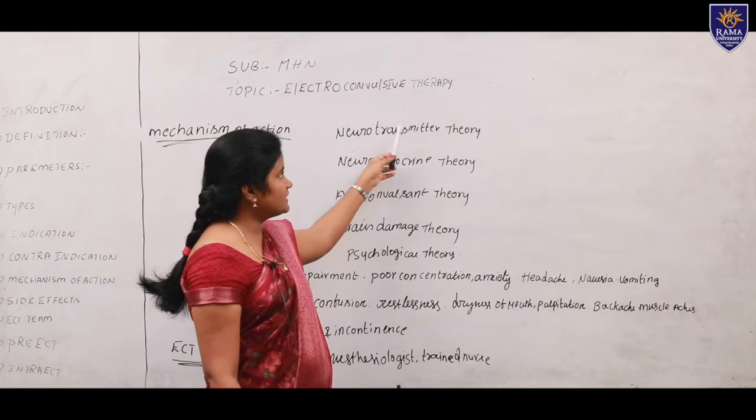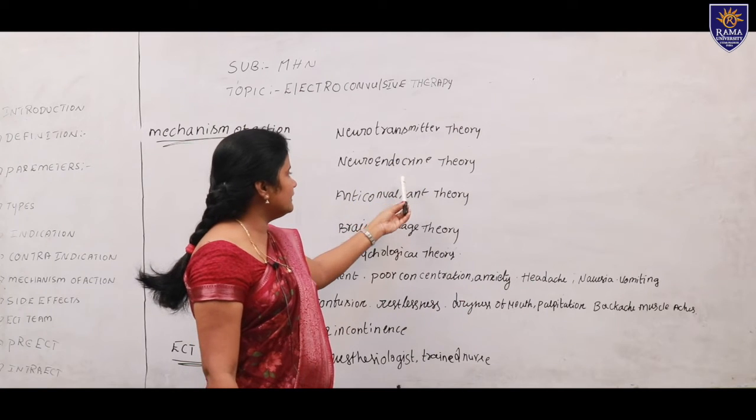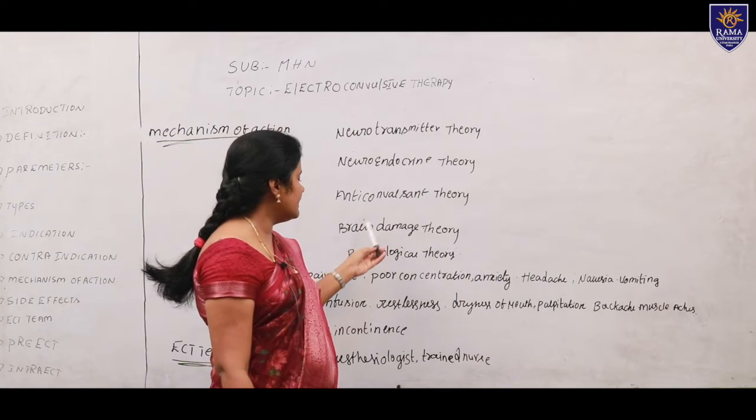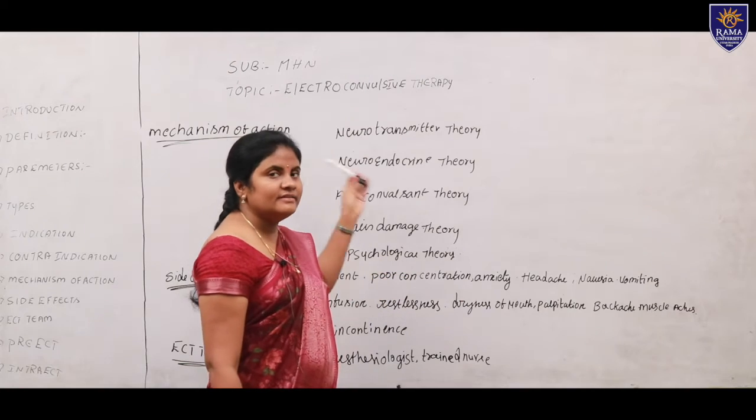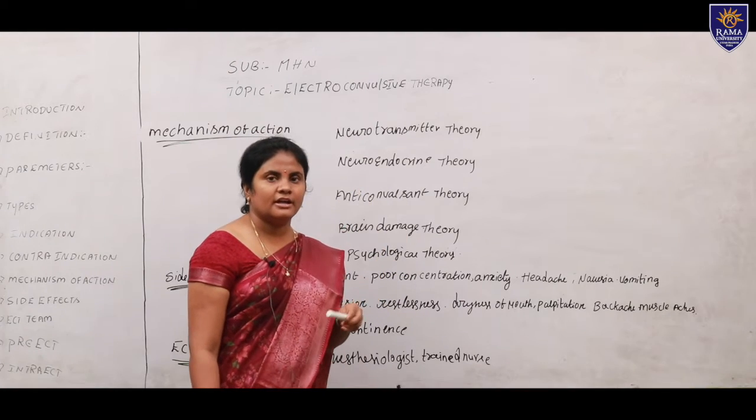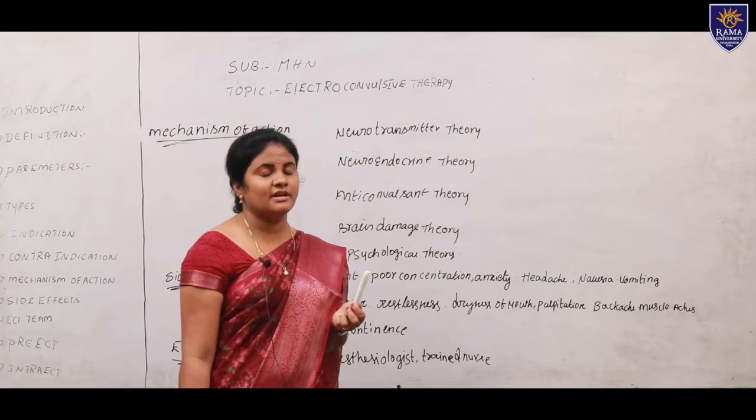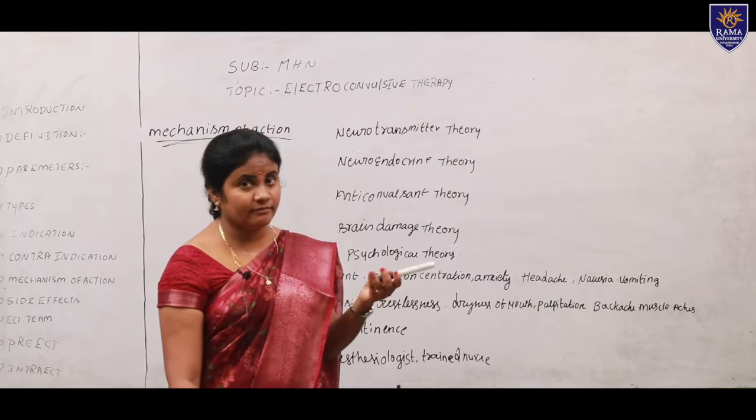One is the neurotransmitter theory, the neuroendocrine theory, the anticonvulsant theory, the brain damage theory and the psychological theory. These are the 5 theories involved in electroconvulsive therapy, producing a grand mal seizure to activate the brain.